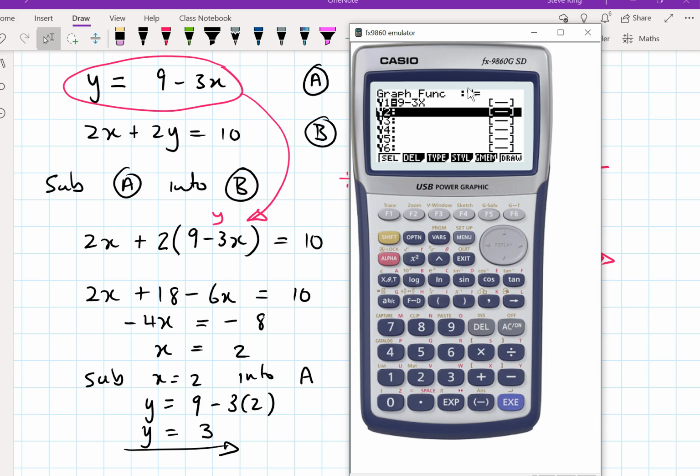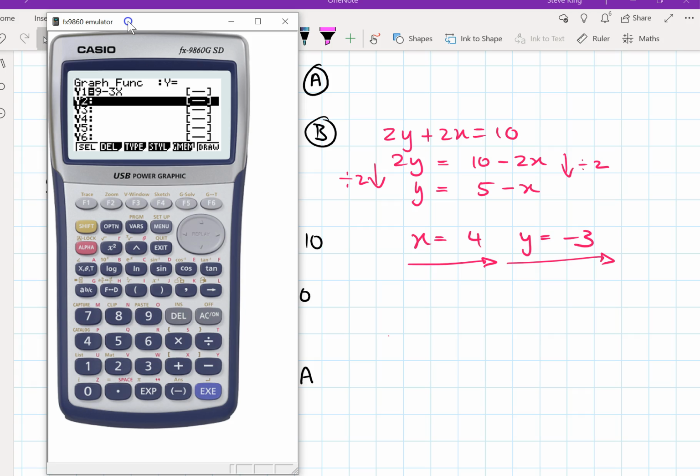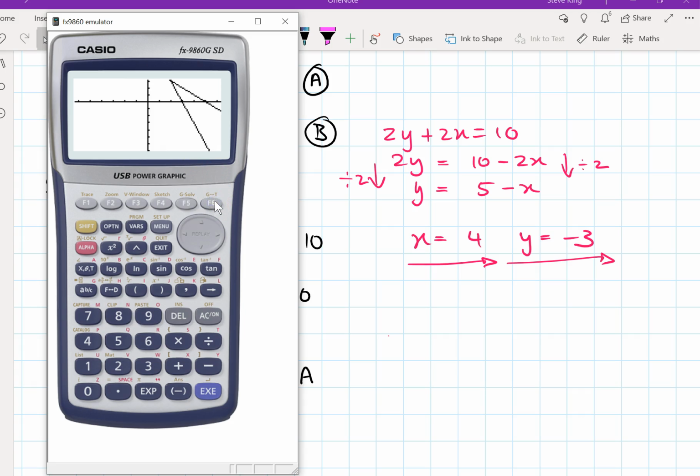The second equation, however, is not going to be quite the same, because it is not in the form y equals like the previous one was. So what I'm going to have to do is move this over here, and there I've rearranged the equation, and I've got the equation as y is equal to 5 minus x. So I just need to enter that into the calculator, 5 minus x, and press execute. And I now need to draw it. F6 gives me my draw function, so I press F6.